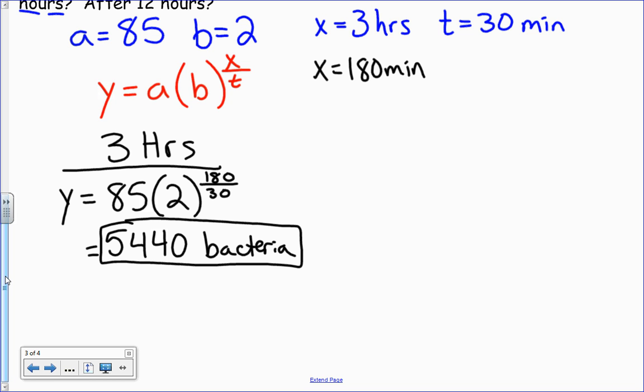Now, the other X value it wanted us to find was 12 hours. Again, you want to convert that into minutes.